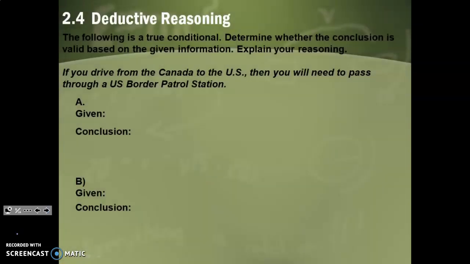All right. So let's say we have this statement: if you drive from the Canadian border to the U.S., then you'll need to pass through the U.S. Border Patrol. I probably wrote this one. My wife's from Canada, so we travel there. We went last Christmas, and came back the weekend before New Year's. So if we drove from Canada to the U.S., and that's our given, what conclusion could we make?